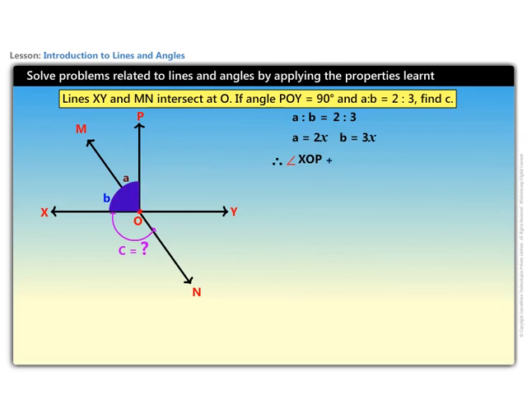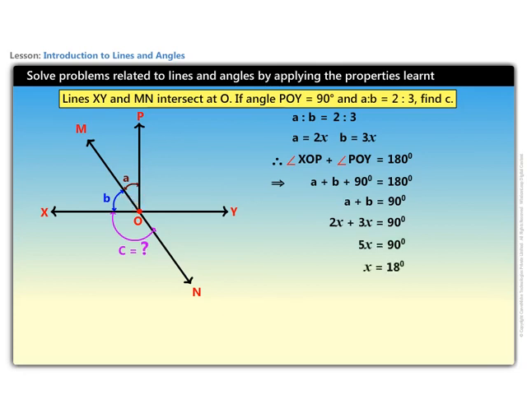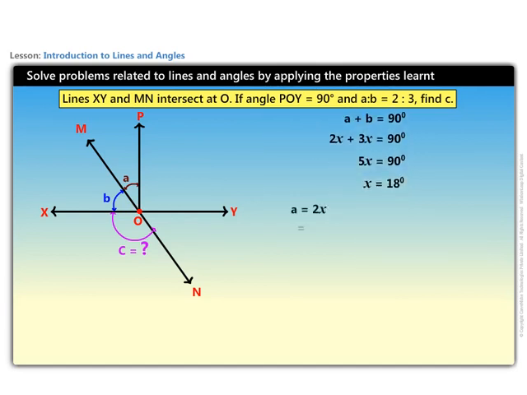Therefore, angle XOP plus angle POY is equal to 180 degrees. This implies A plus B plus 90 is equal to 180. That is, A plus B is equal to 90 degrees. Substituting the values of A and B, we get 2x plus 3x is equal to 90 degrees. On simplifying further, we get x is equal to 18 degrees. Therefore, A is equal to 2x, that is equal to 36 degrees, and B is equal to 3x, which is equal to 54 degrees.